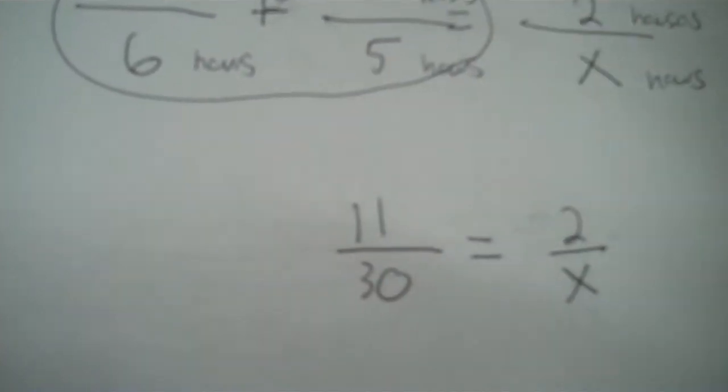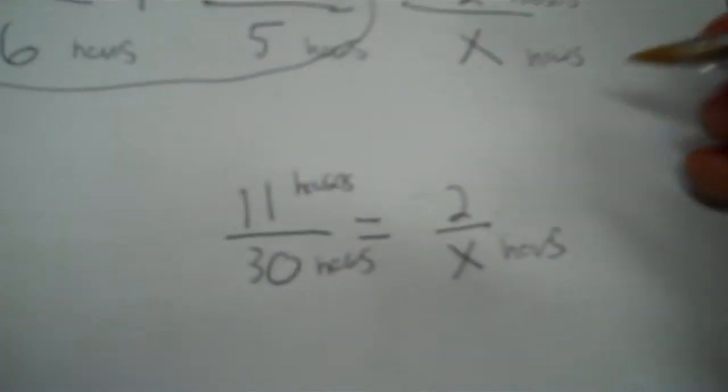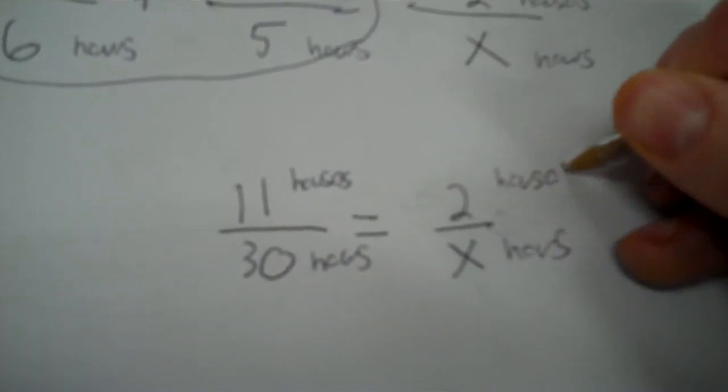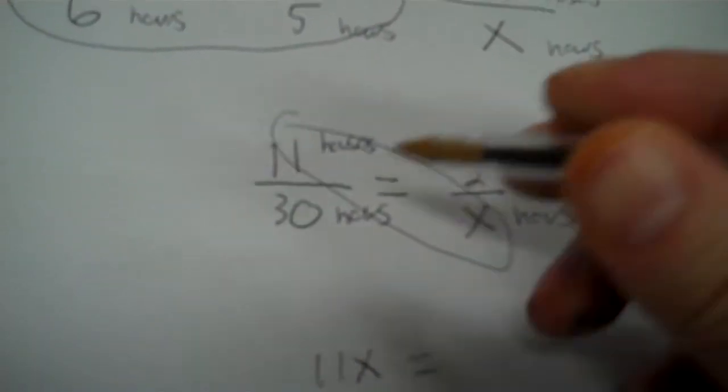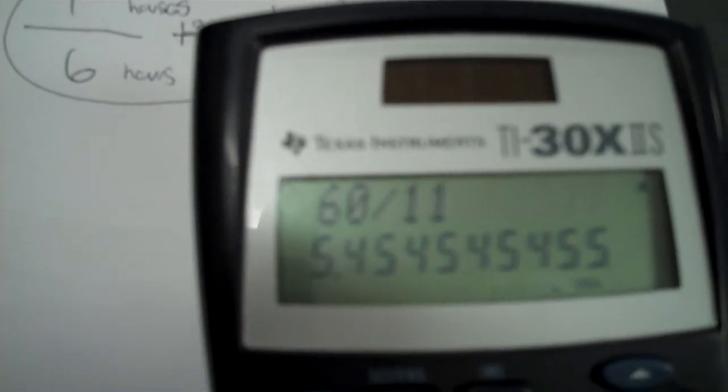That means when they work together, hours is always on the bottom. Together they can paint 11 houses in 30 hours, but they don't have to paint 11. They only have to paint 2. So then I use cross products. 11 times X is 11X, and 2 times 30 is 60. That's dividing by 11. And 60 divided by 11 is 5.4. Just put 5.5. I don't count off for rounding.